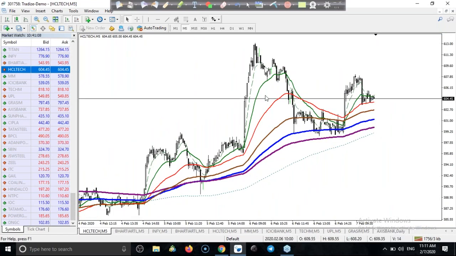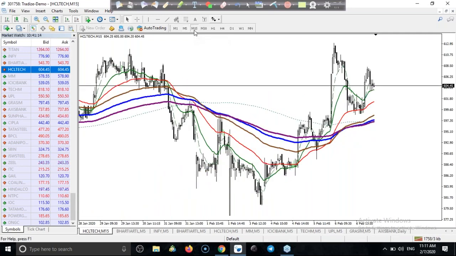HCL is running in an uptrend in a 5 minute and bouncing from moving averages. Have you seen it? And let me check the 15 minute. In 15 minute also they are running in an uptrend. Have you seen it clearly? So we can go for buy.